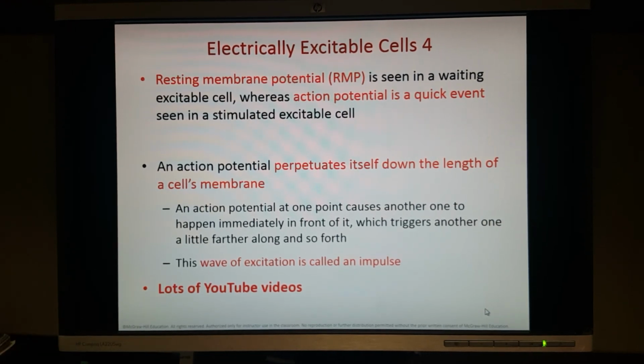There are a lot of YouTube videos if you want to see this in action form, actually moving. There are a lot of them that are pretty good, looking at an action potential and how it triggers moving down your cell membrane.